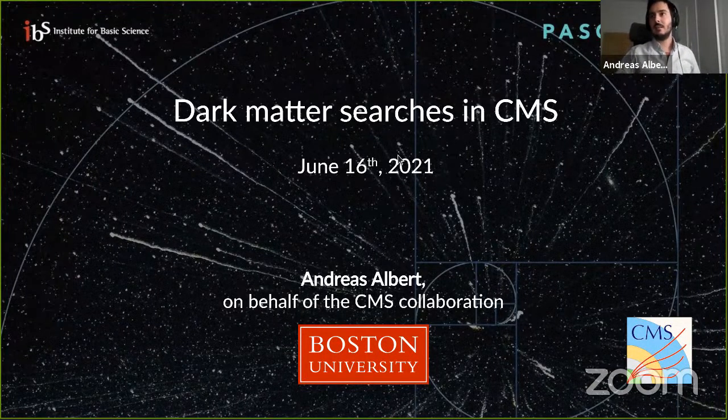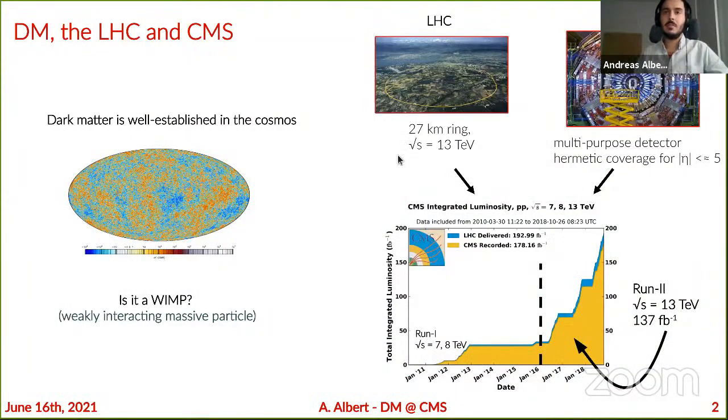And I think it's pretty clear at this point that dark matter is important for us to understand as a field in general. And for me as a particle physicist, really the question is: is it a WIMP? And if so, can we find it in the lab?